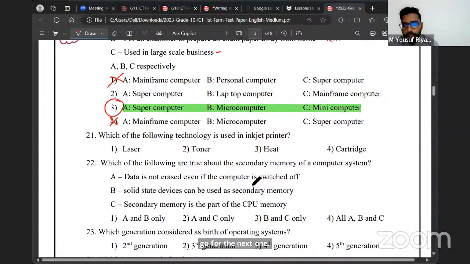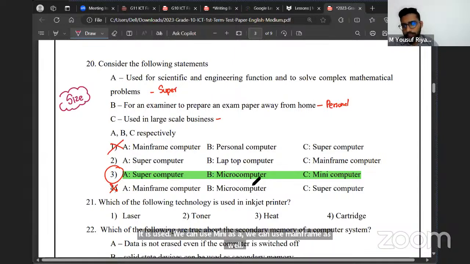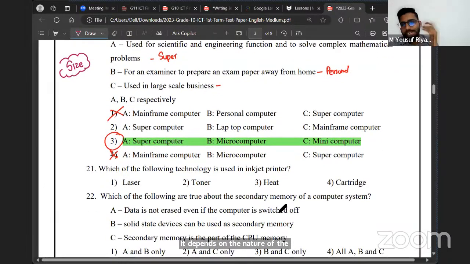But a mini computer is not used in large scale business, right? It is used. We can use mini as well. We can use mainframe as well. It depends on the nature of the business. For example, in banks, internally they use a mini computer. If there are multiple banks communicating, mostly it's mainframe, but internally a bank will use a mini computer. So a bank is a large scale business, right?